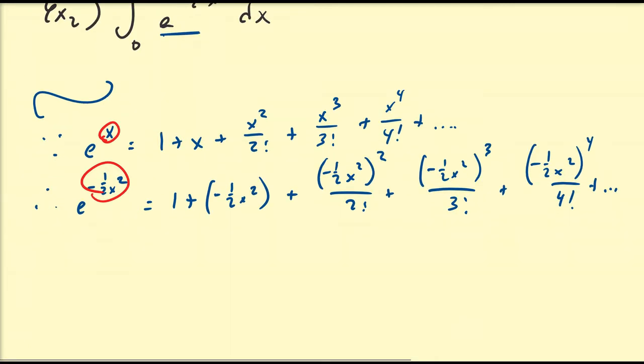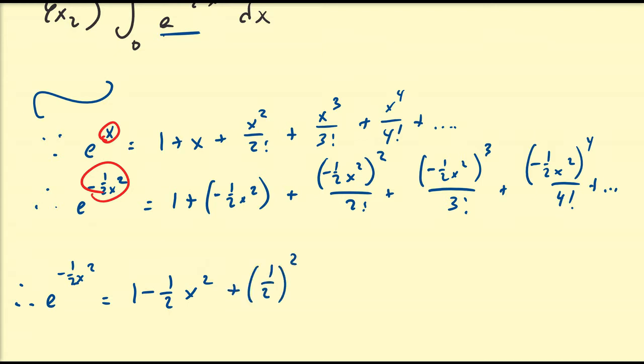So let's clean this up just a tad bit. We have e to the minus 1/2 x squared is going to be equal to 1 minus 1/2 x squared. When we square a negative, it's going to be positive, so we're going to have plus 1/2 squared, which is 1/4, but I'm going to write it in this way temporarily, because we might see a pattern if we keep it that way.